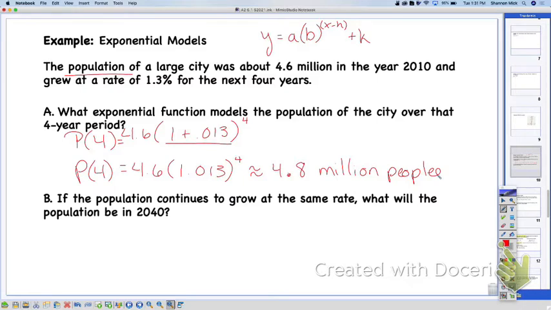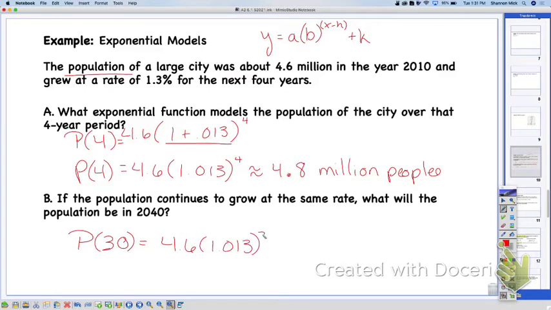Now you got to do it by 2040. So now it says that the population continues to grow at the same rate. What will the population be in 2040? So now I don't want P of 4, I want P of what? P of 30. How'd you get 30? That's how many years? 2040 minus 2010. Because 2010 was my initial year, right? Okay. So that's 4.6 times 1.013 to the 30th.